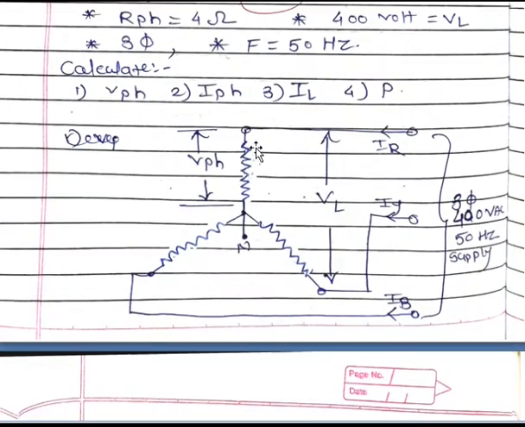Now we see the diagram. Suppose this is R1, this is R2, and this is R3. The value of these 3 resistances is the same, that is 4 ohm: R1 is 4 ohm, R2 is 4 ohm, and R3 is also 4 ohm. This is a star connection, therefore the current passing through the load resistance, which is the line current, is equal to the phase current. For the flowing of current, only one path is present.